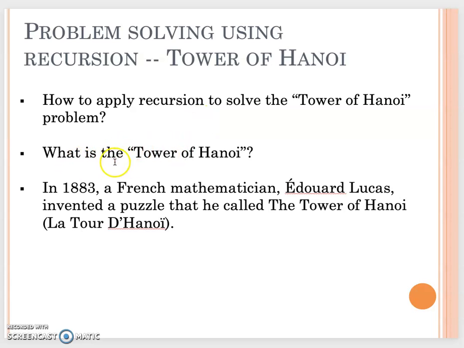The Tower of Hanoi was invented in 1883 by a French mathematician. I'm not sure how to pronounce his name. But he invented a puzzle game they call the Tower of Hanoi, and that's why we have a city in Vietnam called Hanoi. So what is the puzzle game?